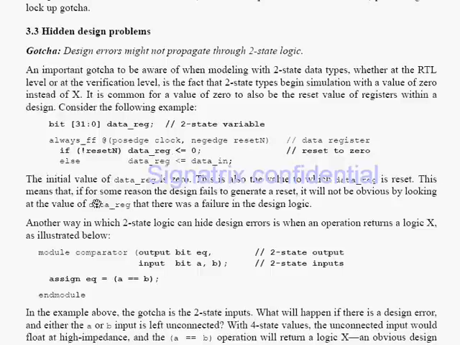So this means that if for some reason the design fails to generate the reset, it will not be obvious by looking at the value of data reg that there was a failure in the design logic. Actually the problem is, suppose you want to verify the reset. How will you verify reset? When you apply reset, everything will come to 0 state. Already there is a 0 state, and even after reset it is 0 state. Then how will you come to know? If you assign data reg as 1 here, and after that you apply reset, and data reg comes to 0, then you can say that your reset is working. Here you cannot ensure whether your reset is working or not.